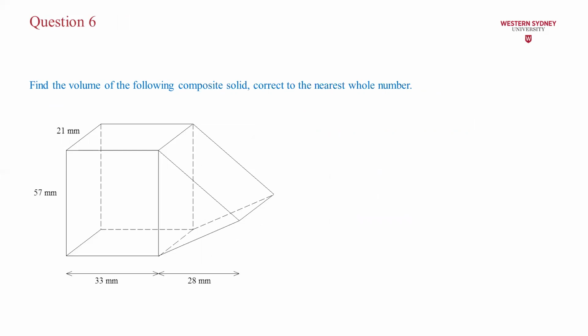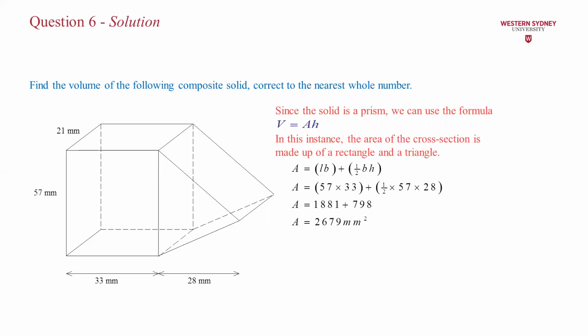Question 6. Find the volume of the following composite solid correct to the nearest whole number. In this case, the cross-section is a rectangle and a triangle. So we need to find the area of the rectangle and the triangle first. The area of a rectangle is length times breadth, so that will be 57 times 33. The triangle has a height of 28 and a base of 57, so use those numbers to calculate the area of the triangle. That gives us the area of the rectangle and triangle to be 2,679 square millimetres.